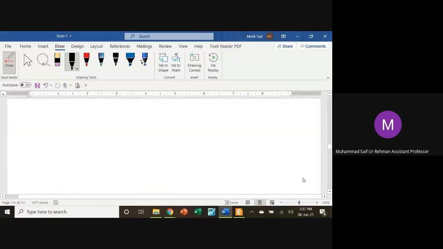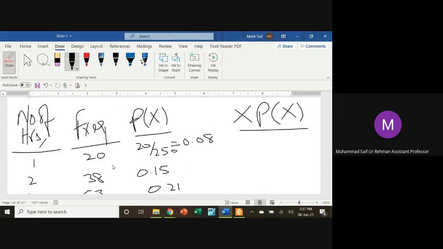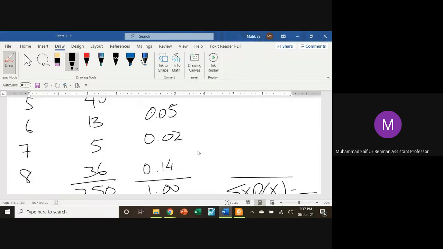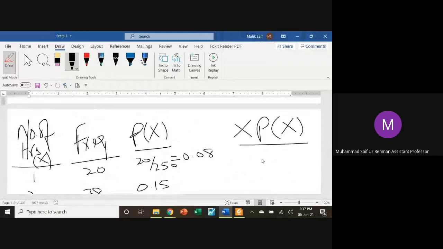Right? I think you can do it on your notebook. X minus mu squared multiplied by p of x. I can only write for one or two values. X minus mu, where x is basically this. So 1 minus the average value. What is your average value? For this, you have to add all those values, which will be the multiple of these two.